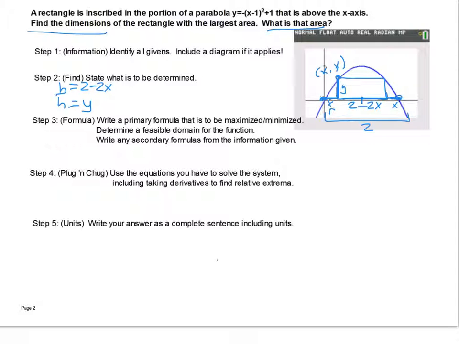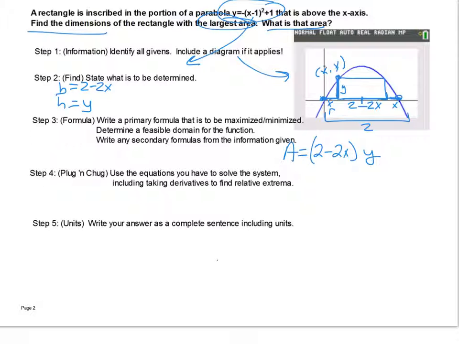All right. Now, what are our givens? Well, we're given this formula. We're given the rectangle. We drew out our givens in this formula, and we already made some secondary formulas. We knew our base and our height, and we need to find the dimensions of a rectangle with the largest area. So we need to talk about area. Area of a rectangle is base times height. So base 2 minus 2x times height y.